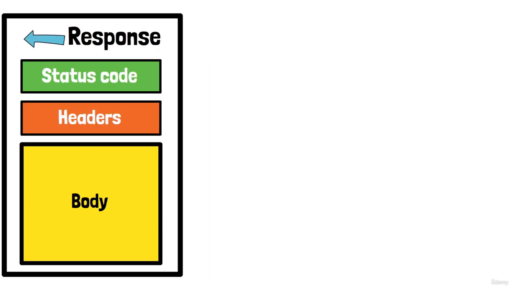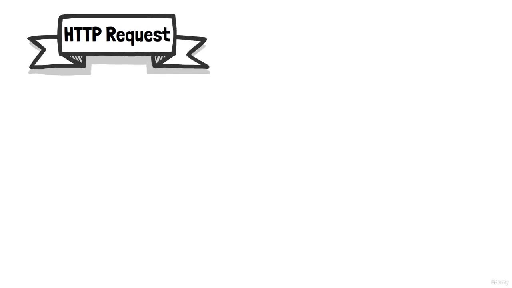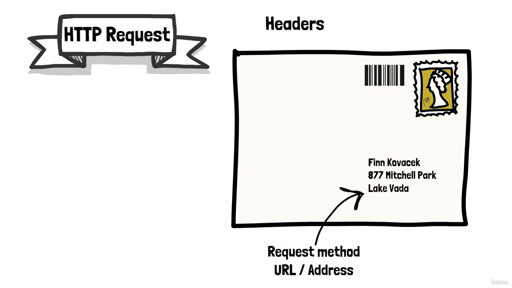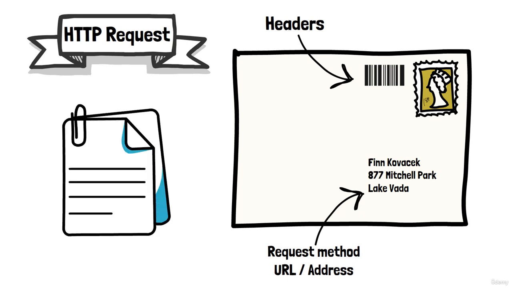Let's make a quick analogy to a traditional postal letter. The envelope is the request, which has different components. The request method and the URL are like the address where the letter should go. The headers are some additional information added to the envelope, like a postage stamp indicating that you have paid for it, or a barcode. This adds some additional data that help the postal service deliver your letter much faster. And finally, the body, and this is actually the content of the letter itself.